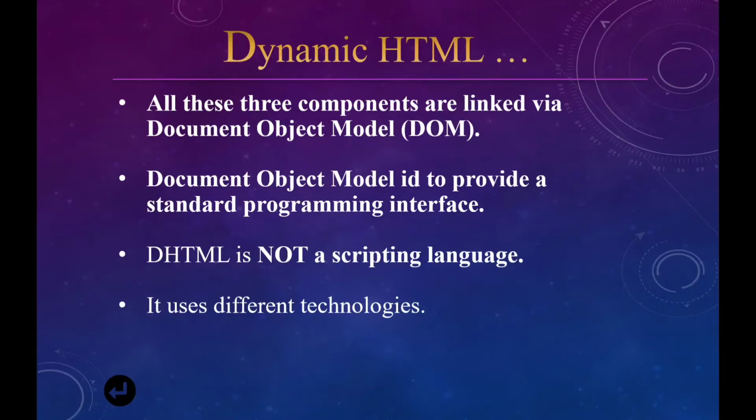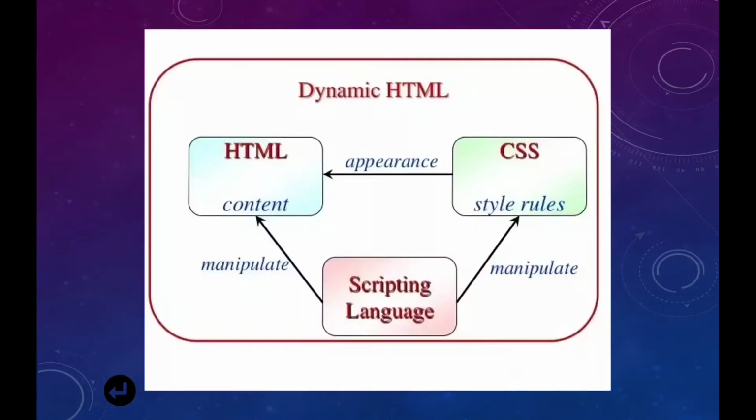Document Object Model is used to provide a standard programming interface. DHTML is not a scripting language, but it uses different technologies of the scripting language. Here, the scripting language manipulates HTML and CSS. CSS contains style rules which are responsible for the appearance of HTML content.